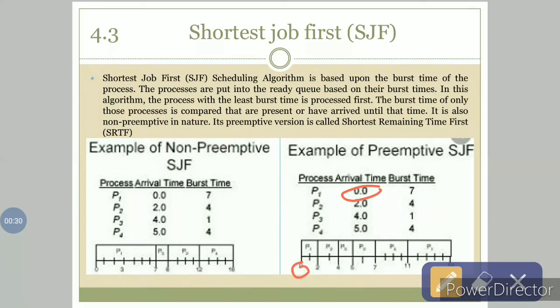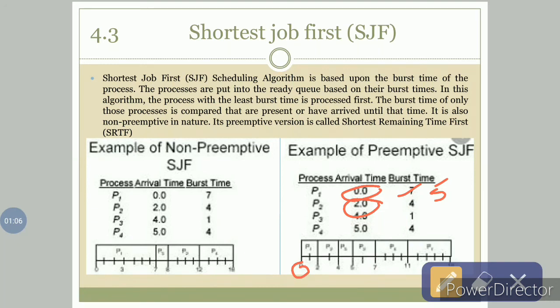But here it executes only till time 2, so 5 remains. Why have we used only 2 units of time? Because at time 2, P2 arrives. P1's burst time is 7, but we can use only 2 units of time, because at 2 units of time P2 arrives for its execution. Since we can halt the process which is currently executing, that is the meaning of preemption.